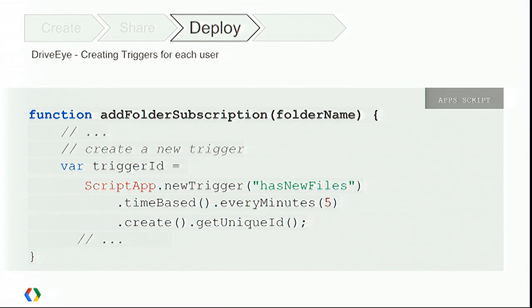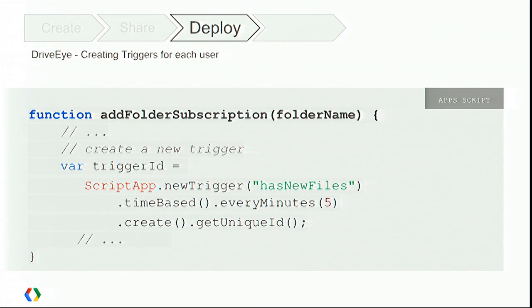One of the other interesting parts of the DriveEye application is that because it's going to send you alerts on activity on a particular folder, it needs to create a trigger on behalf of the user. So the flow here is that when the user of DriveEye first subscribes to a folder, the web app creates a trigger on behalf of the user.